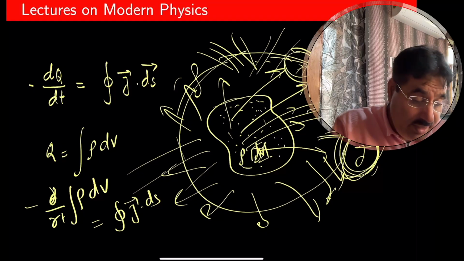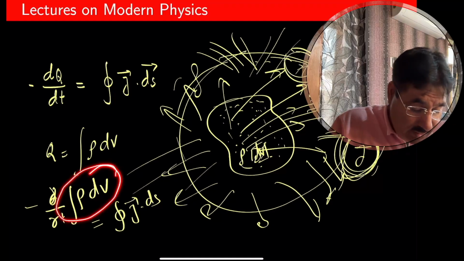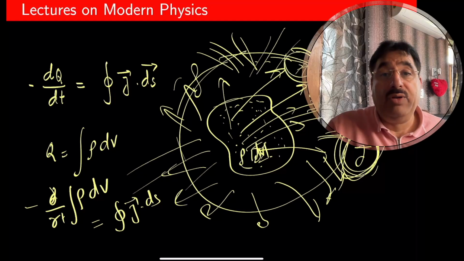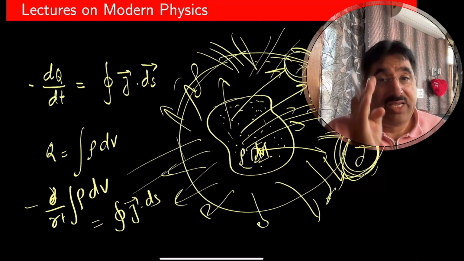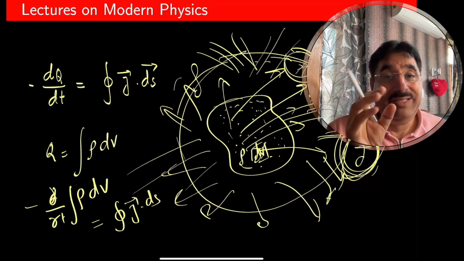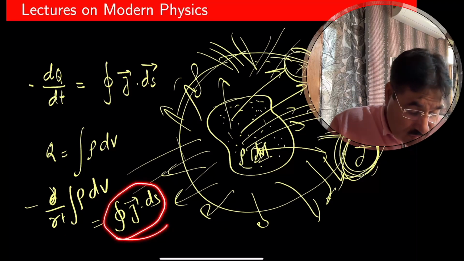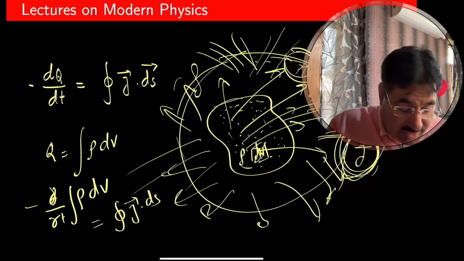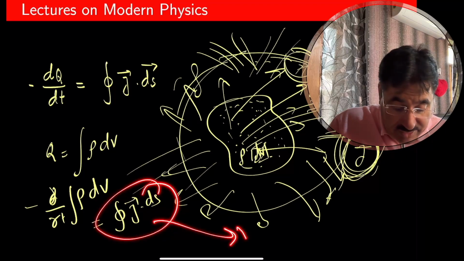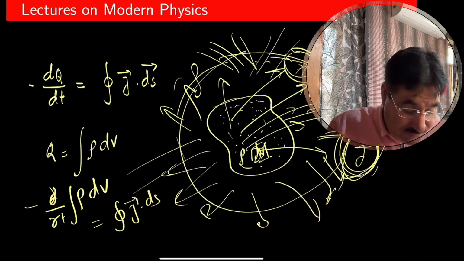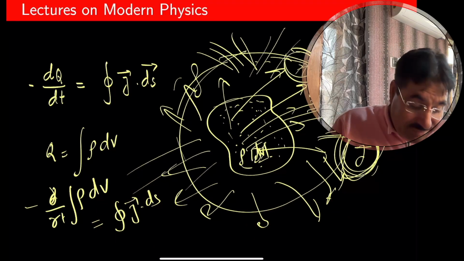Now the problem here is that this is a volume integral, whereas this one is a surface integral. So I want to write down a differential equation. Therefore I should have the same type of integrals on either side. Then I can compare integrands. So what I do is I would like to convert this into a volume integral. Do I have any recipe that converts this into a volume integral? The answer is yes. We have the theorem of divergence, right?